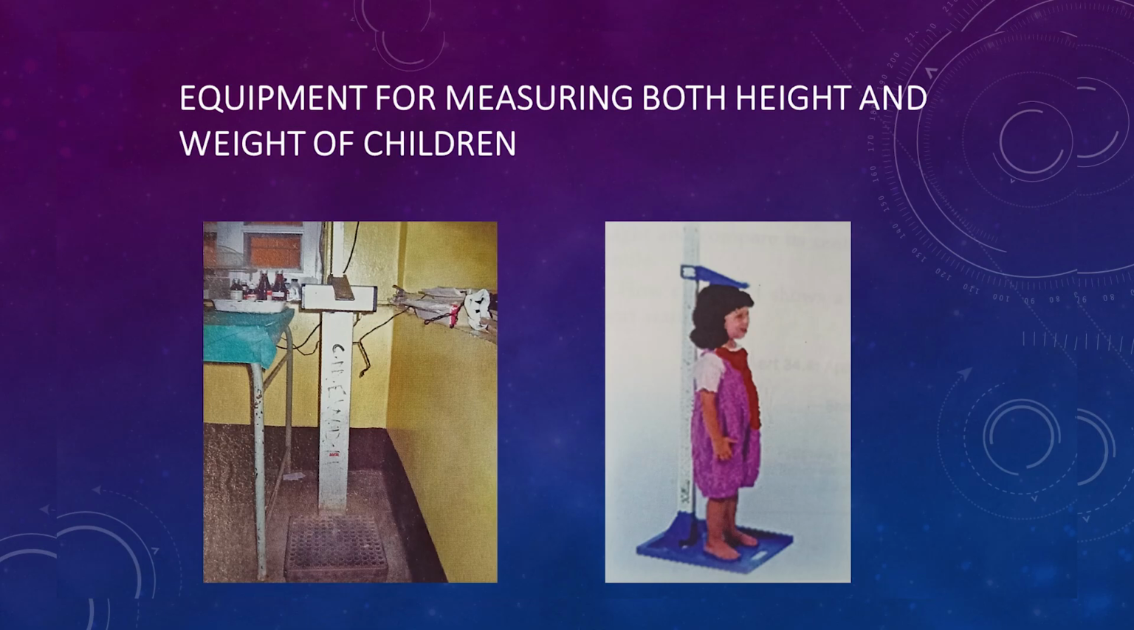You can see this is for a child of more than 2 years of age. The child can stand up on the machine. At the foot plate there is a weighing machine on which you can observe the weight of the child, and the adjustable plate on the head gives us the measure of the height of the child.